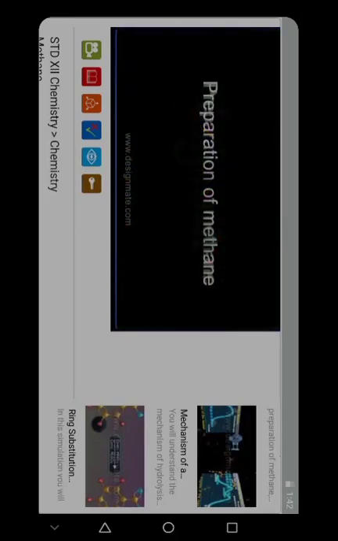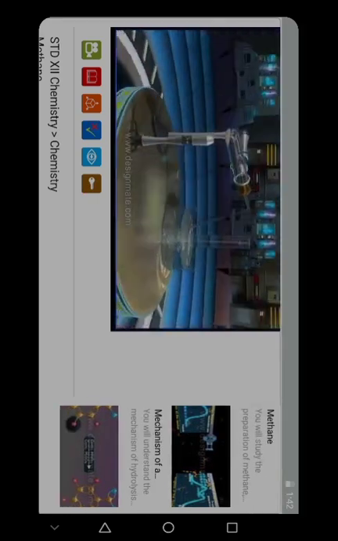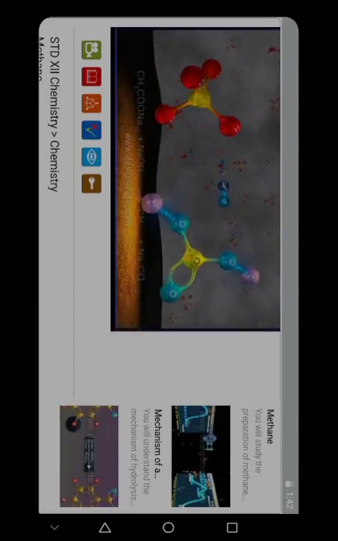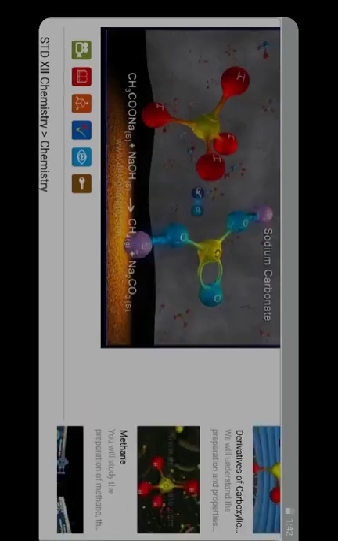Preparation of methane. Arrange the apparatus as shown. Heat the mixture of sodium acetate and soda lime over the flame of a burner. Here, the reaction between sodium acetate and sodium hydroxide gives methane along with sodium carbonate.